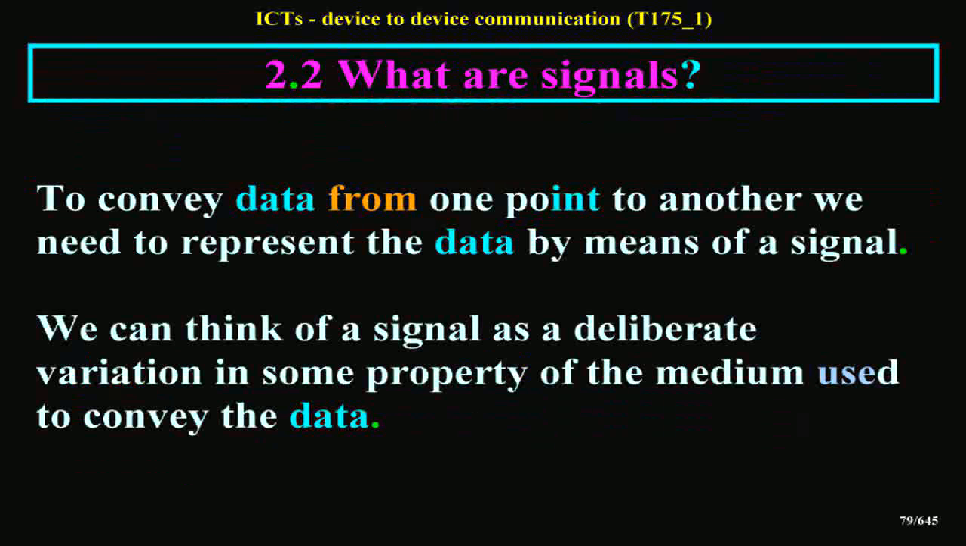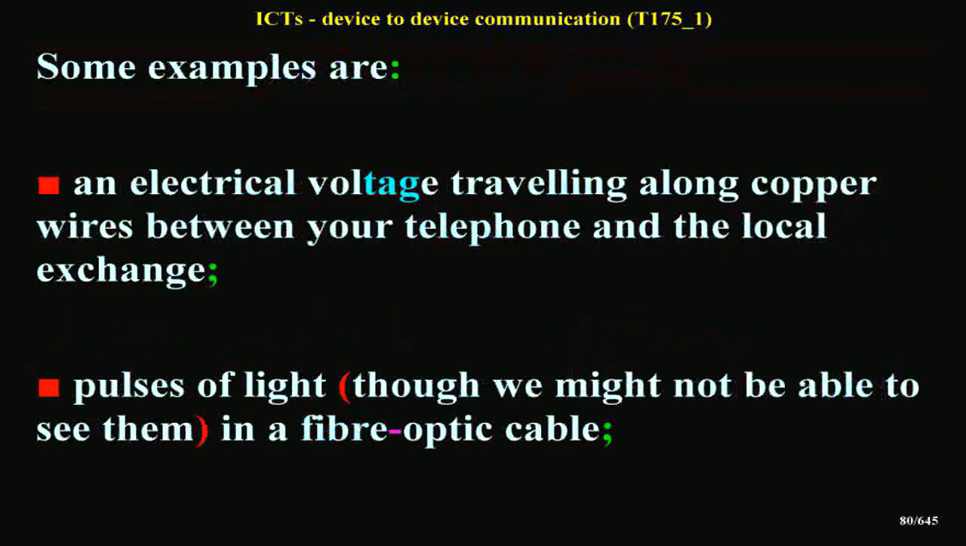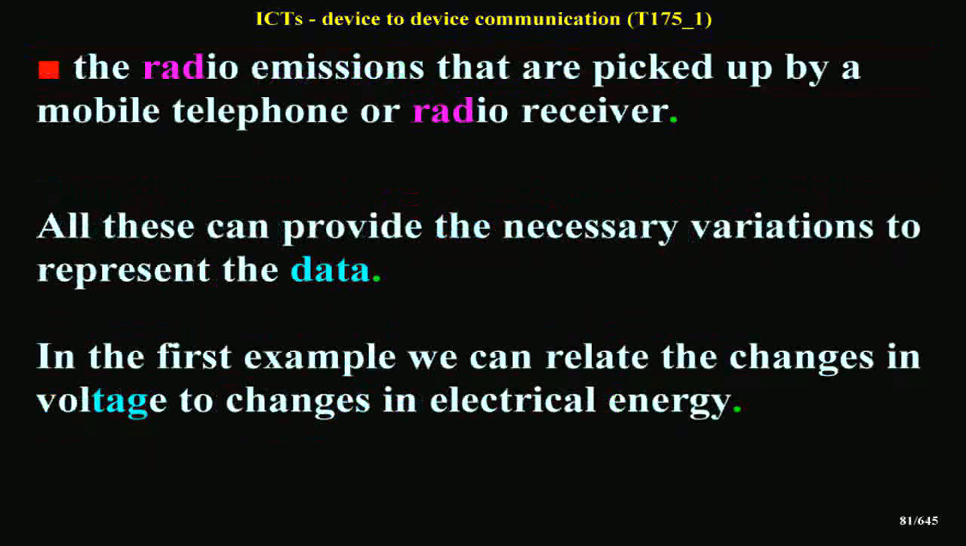2.2 What are signals? To convey data from one point to another we need to represent the data by means of a signal. We can think of a signal as a deliberate variation in some property of the medium used to convey the data. Some examples are an electrical voltage traveling along copper wires between your telephone and the local exchange; pulses of light, though we might not be able to see them, in a fiber optic cable; and the radio emissions that are picked up by a mobile telephone or radio receiver. All these can provide the necessary variations to represent the data.